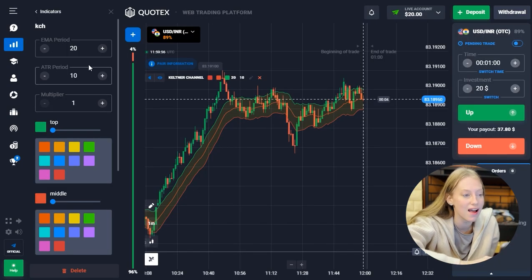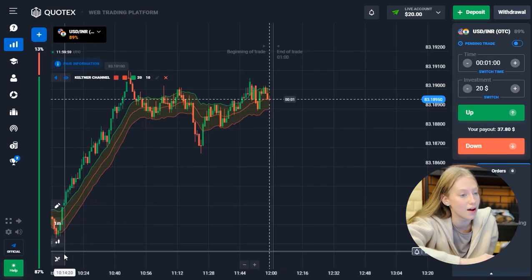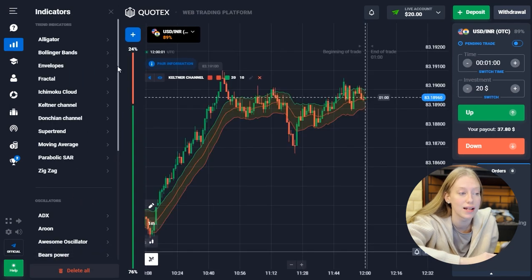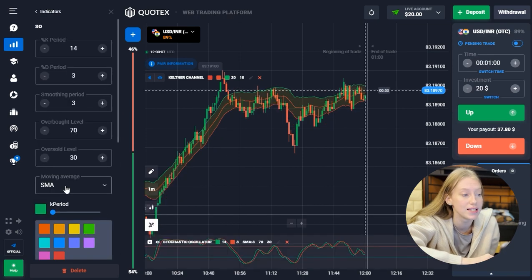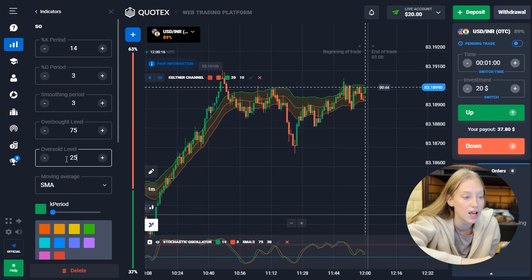So for today I have got $20 on my account and I choose Scalping channel indicators. We leave the default settings, and of course, as usual, I'm going to add a stochastic oscillator. I change the overbought level to 75 and the oversold level to 25.